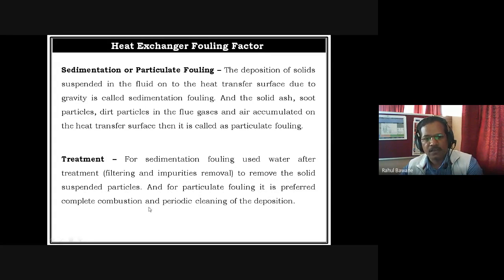to have complete combustion and periodic cleaning of deposition, because carbon is mostly not completely burnt particles. So always prefer that your system should burn completely, whatever the fuel is. And definitely, even though it is completely burned, it will form carbon layers. So periodically we have to clean that.